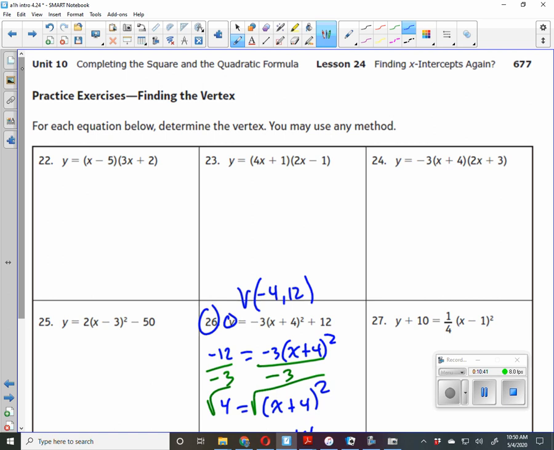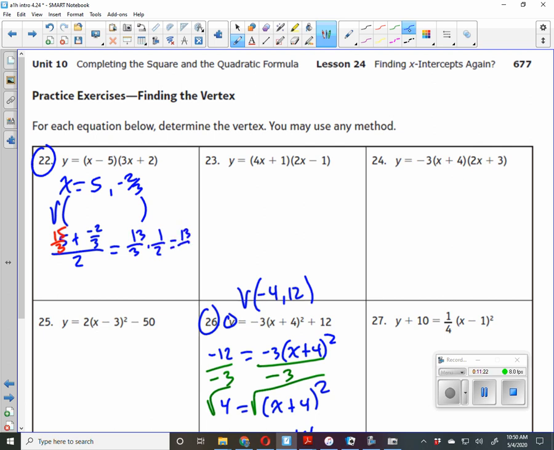Let's take a look at finding the vertex, though, for 22. I know that x is going to equal 5 and -2/3. The vertex is going to have an x value where we add 5 plus -2/3 and then divide it by 2. This becomes 15/3. This becomes 13/3. Divided by 2 is multiplying by 1/2. We end up with 13/6.